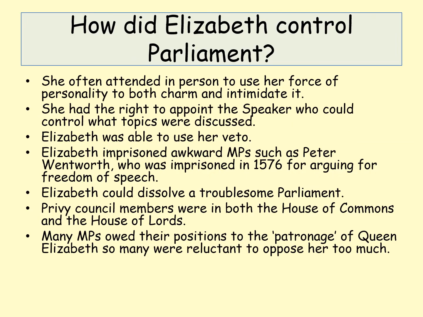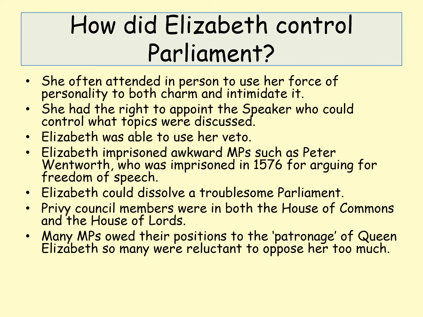So, how did Elizabeth control Parliament? Well, firstly, she often attended in person. She used her force of personality to intimidate Parliament. She had the right to appoint the Speaker. She could use her veto. If MPs were particularly awkward, she could have them imprisoned, and she actually did that to an MP called Peter Wentworth in 1576. So she could deal with troublesome MPs like that.